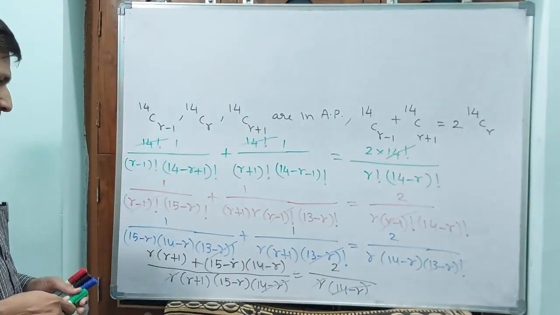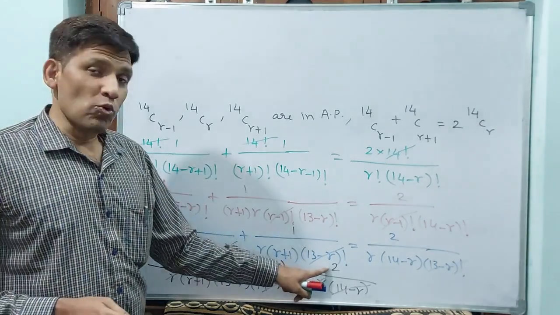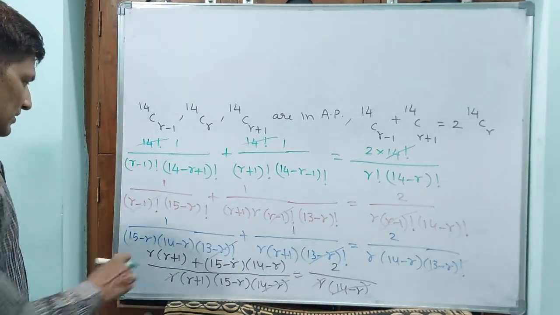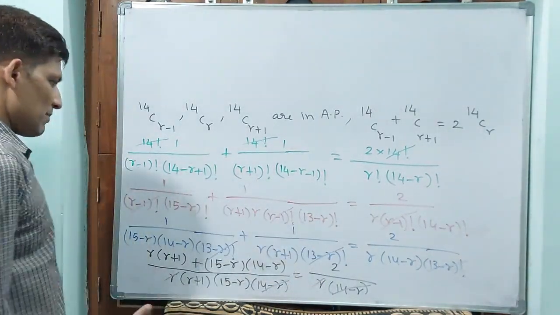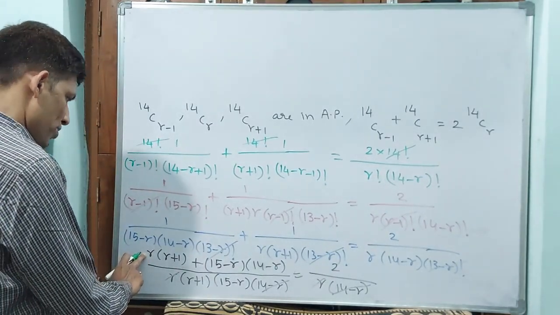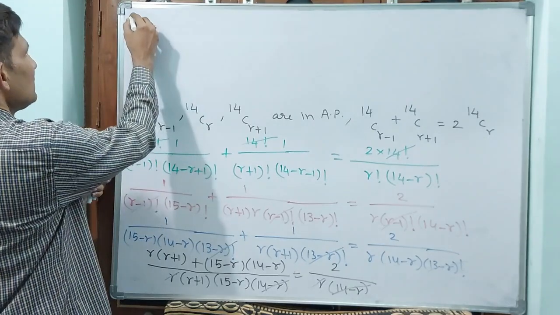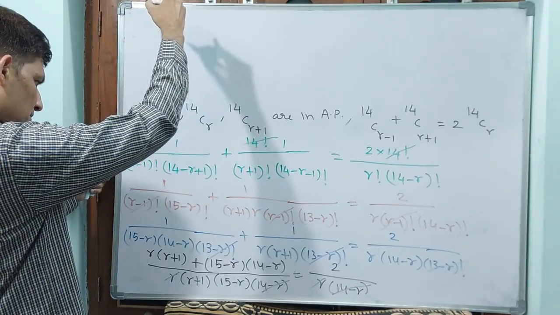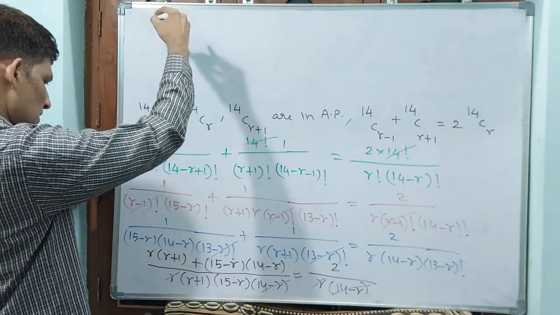Come back. See, this side only 2 is there. Okay. Then you send that side, because you need not write again denominator. Okay. See, r square plus r. Write down. Just you have to write down.